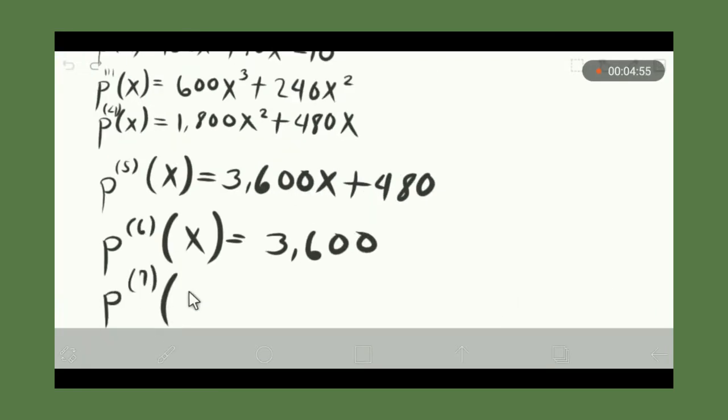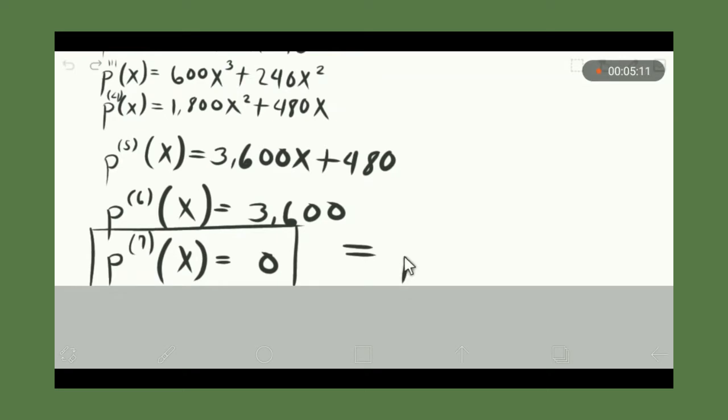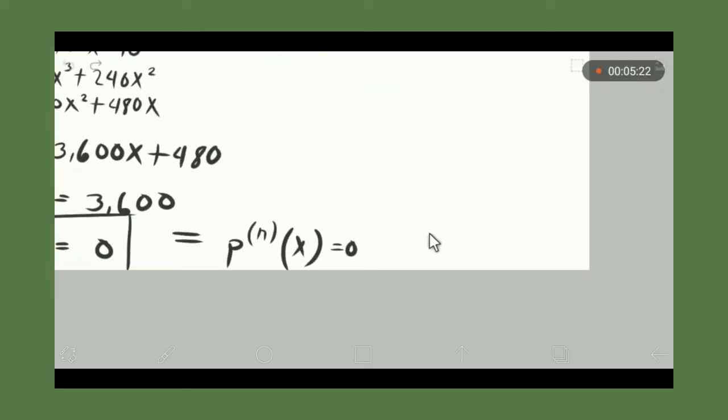Now we can see that from the seventh derivative, our highest value derivative is now 0, so we can stop there. And here is our final answer box.